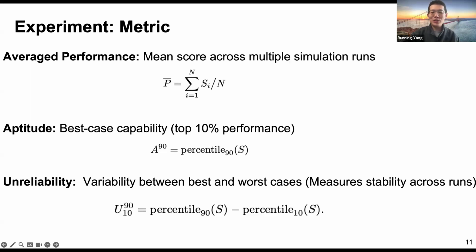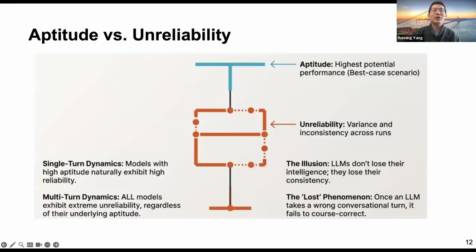And the interesting finding is that in the multi-turn setting, unreliability increased significantly. So here is a diagram of aptitude and unreliability. The loss in aptitude means the model's ability to solve the task decreases. But later they found that the aptitude doesn't decrease that much. And the increase in unreliability means the model becomes inconsistent and harder to trust. So this is the part that their experiment shows. In the multi-turn setting, the unreliability increases a lot.